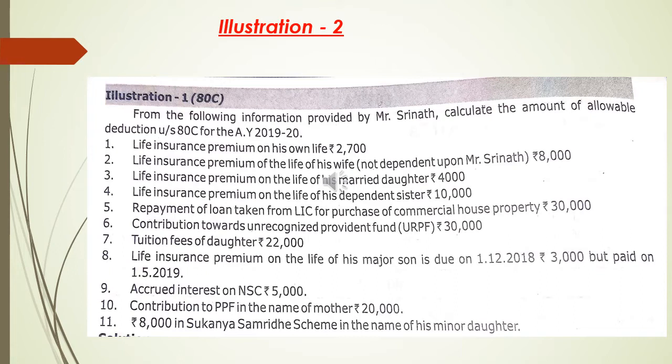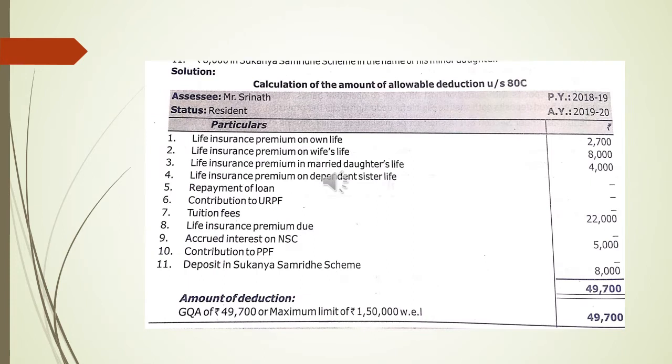Accrued interest on National Savings Certificate 5,000, contribution to PPF and Sukanya Samruddhi scheme. So let us understand how to solve this. Now under section 80C, the life insurance premium on his own life, wife's life, or dependent daughter or son can be considered, but not the dependent siblings. Brothers, sisters will not be considered.